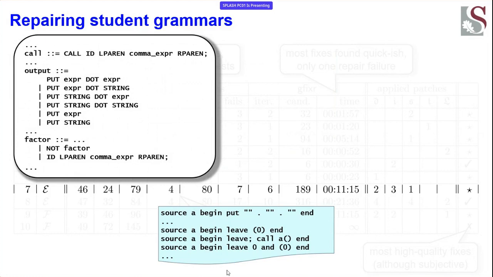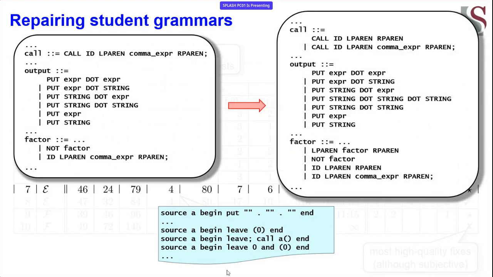The factor doesn't have a rule for bracketed expressions, and the function call rule, ID, open bracket, comma expression, doesn't allow an empty list of comma expressions. And you can see that the write function only allows up to 2 arguments. So we fixed this, I think, with 7 iterations, with 7 patches and about 300 candidate grammars. It takes a while, about 25 minutes.